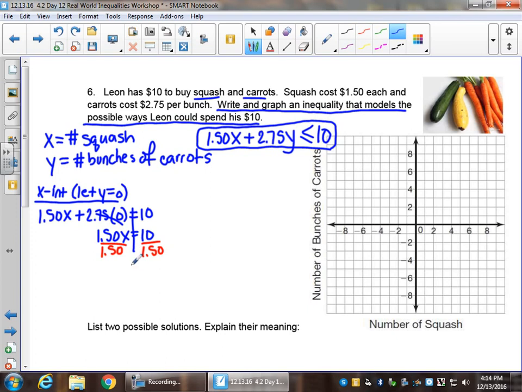What do you get? Let's see, 10 divided by 1.5. I got 6.67, which I will say is 6.7 for the sake of graphing.